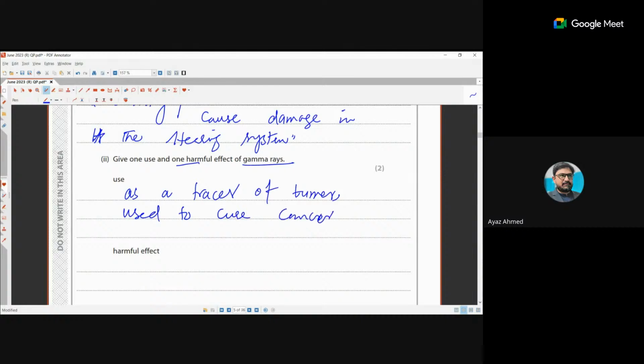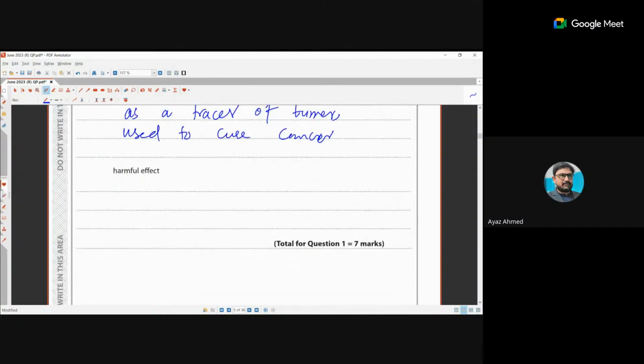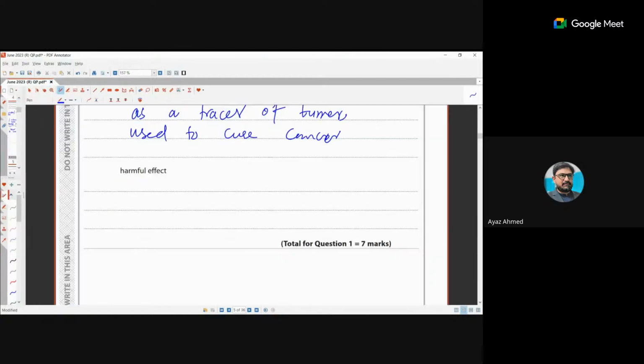Okay. And what is the harmful effect of that? The harmful effect of the gamma rays is that it causes cancer. It actually causes cancer. So I can say it causes tumor or cancer.